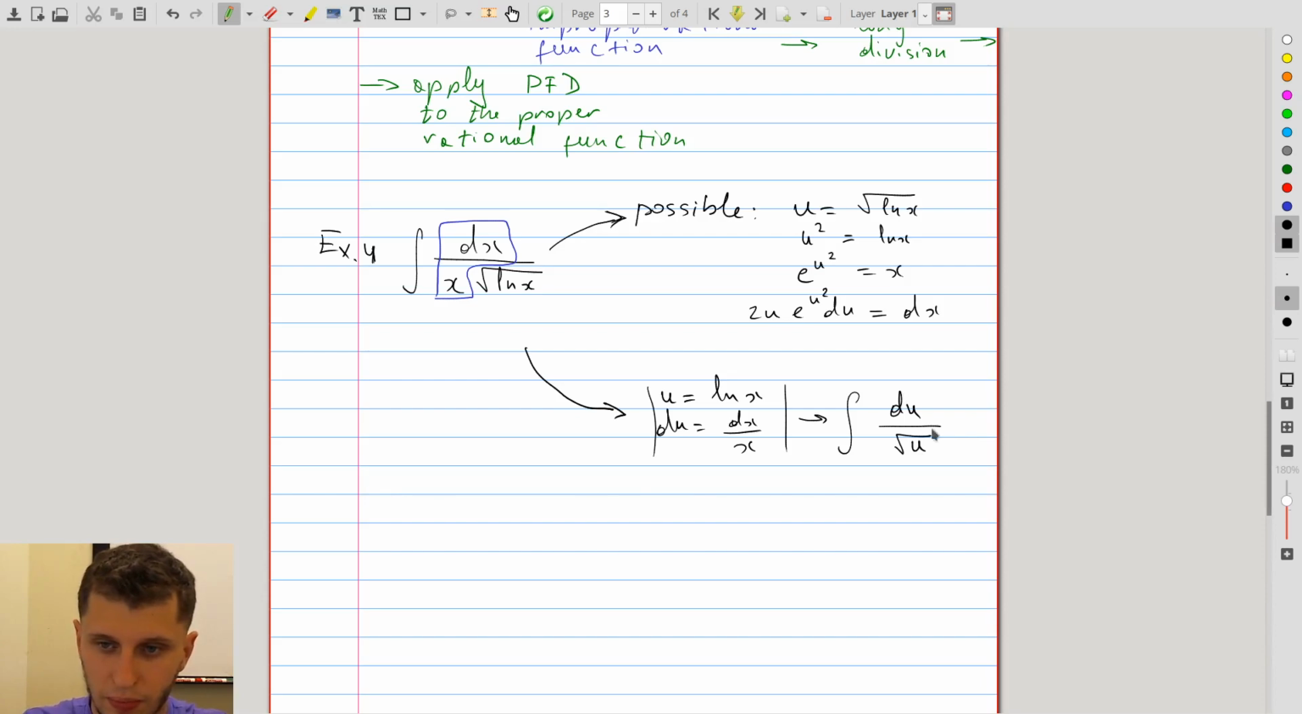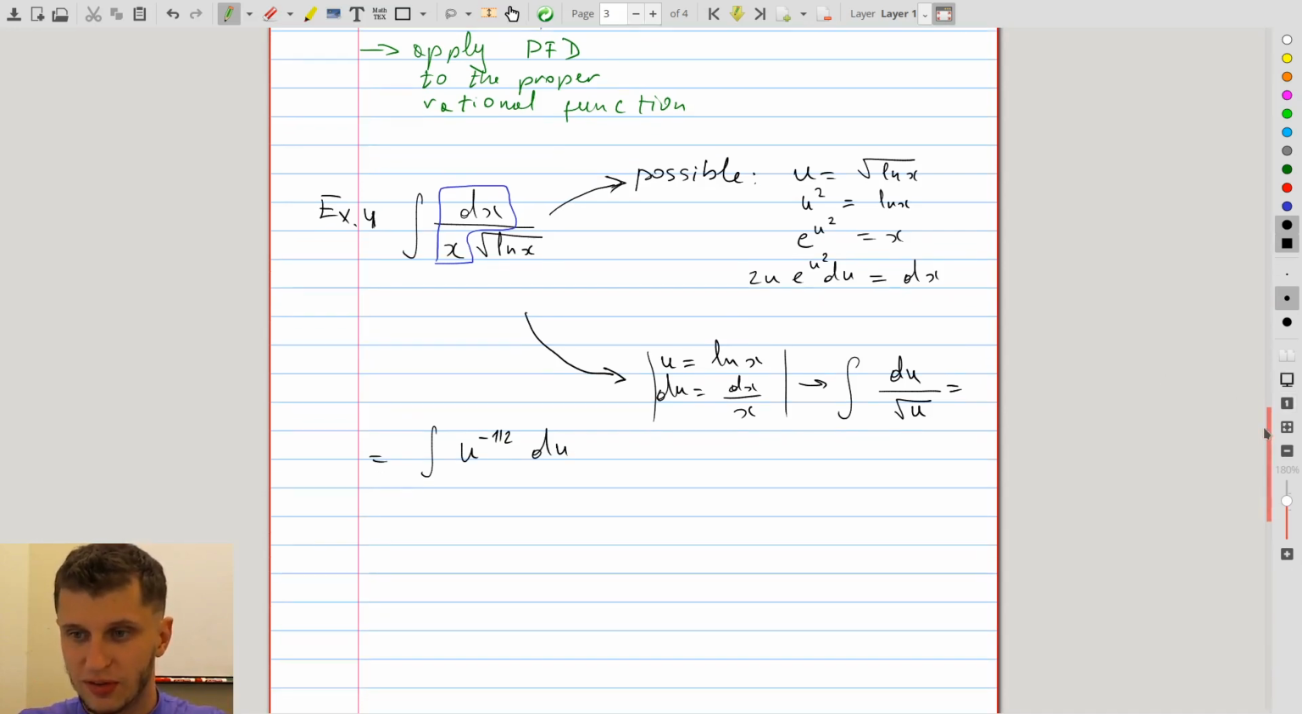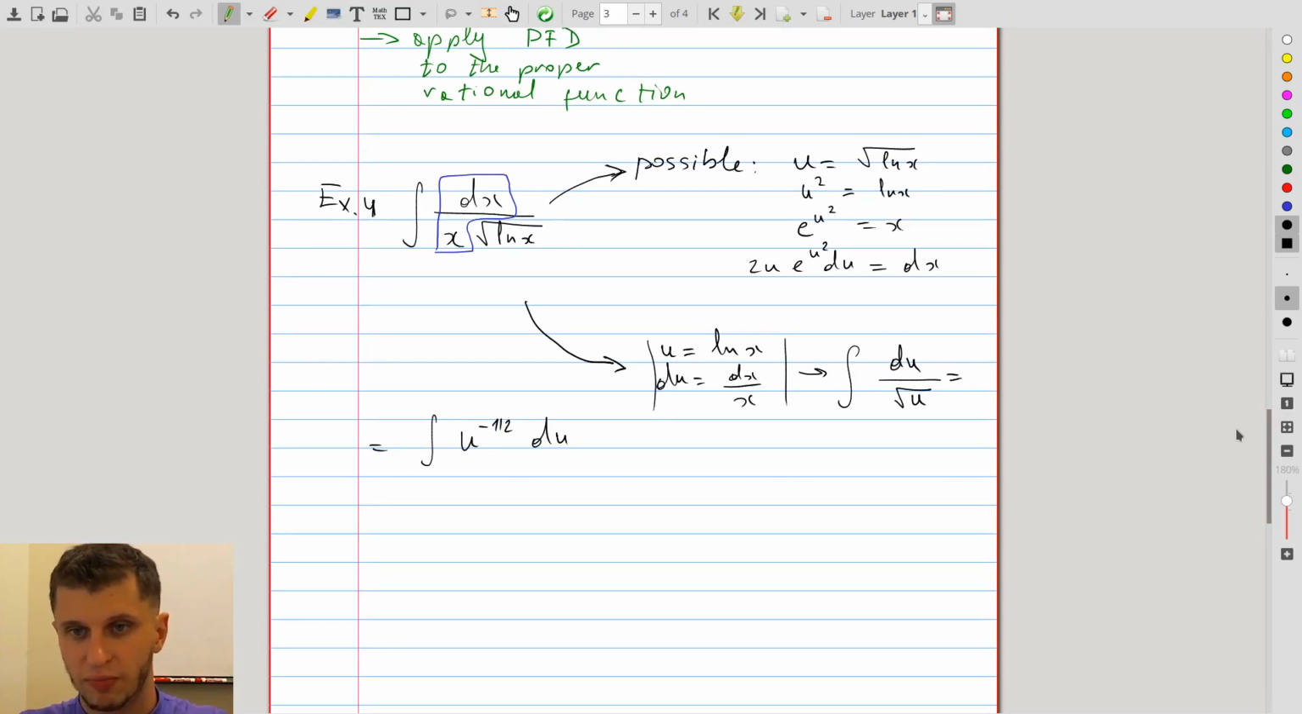And this is u to the negative 1/2 du, and this can be integrated as a power function in a completely straightforward fashion. Again, I will leave this to you to complete. I don't want to focus on these examples. They're just for illustration purposes of how to apply the general integration strategy. So here, in this case, we could apply the generic approach, which we can use whenever our function inside the integral has radicals, or we could be a little bit creative and notice that there is a straightforward u sub here to apply.